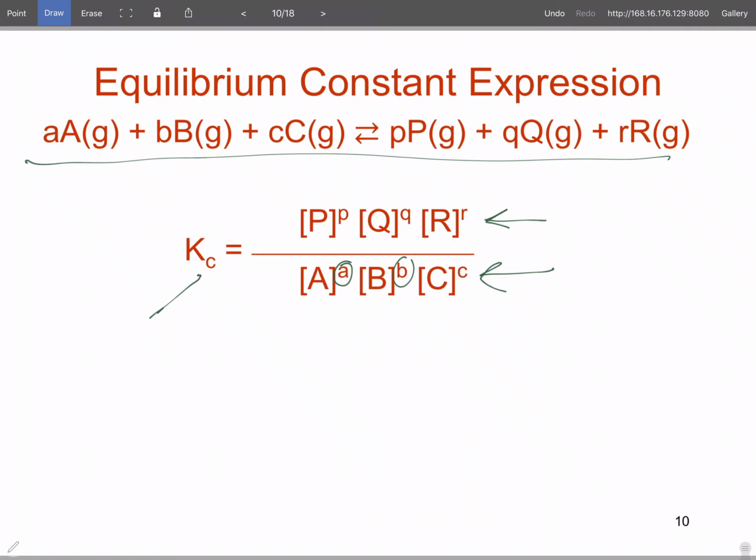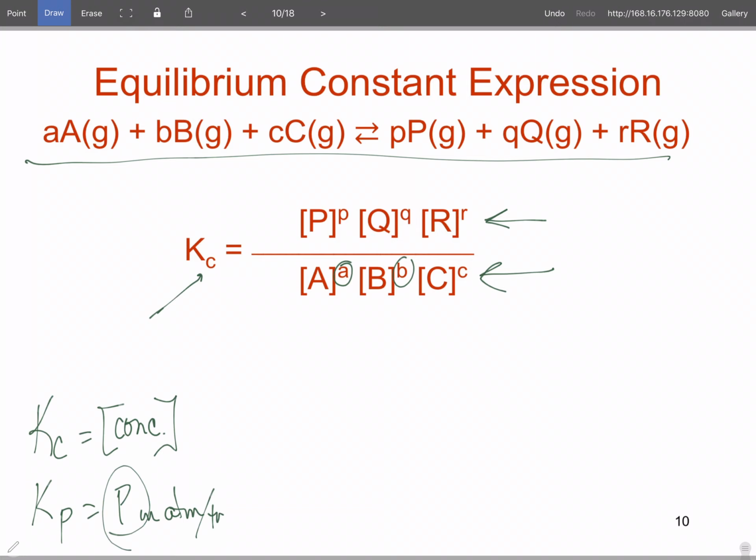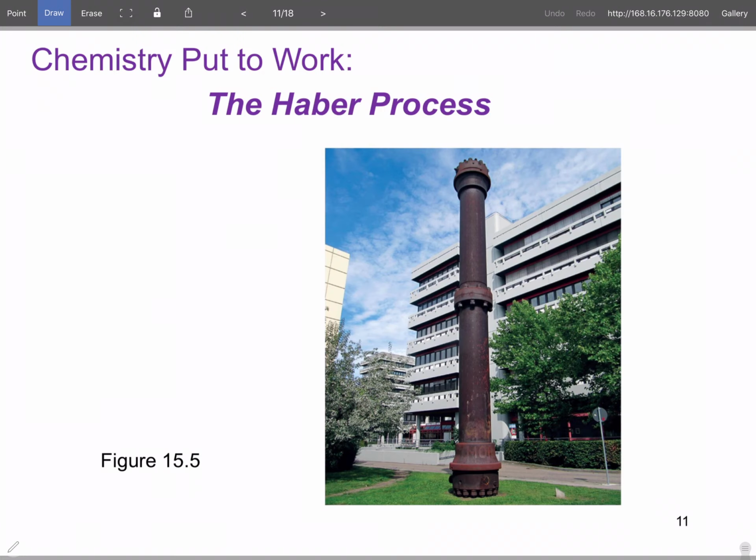Now, some of you may have noticed that this is a Kc. You're going to find we have Kcs and we have Kps. Kcs are concentration, molar concentration. Kps are pressure in atmospheres. Well, they can be in atmospheres, torrs, whatever, but they're pressure. More about that in just a minute to convert back and forth.